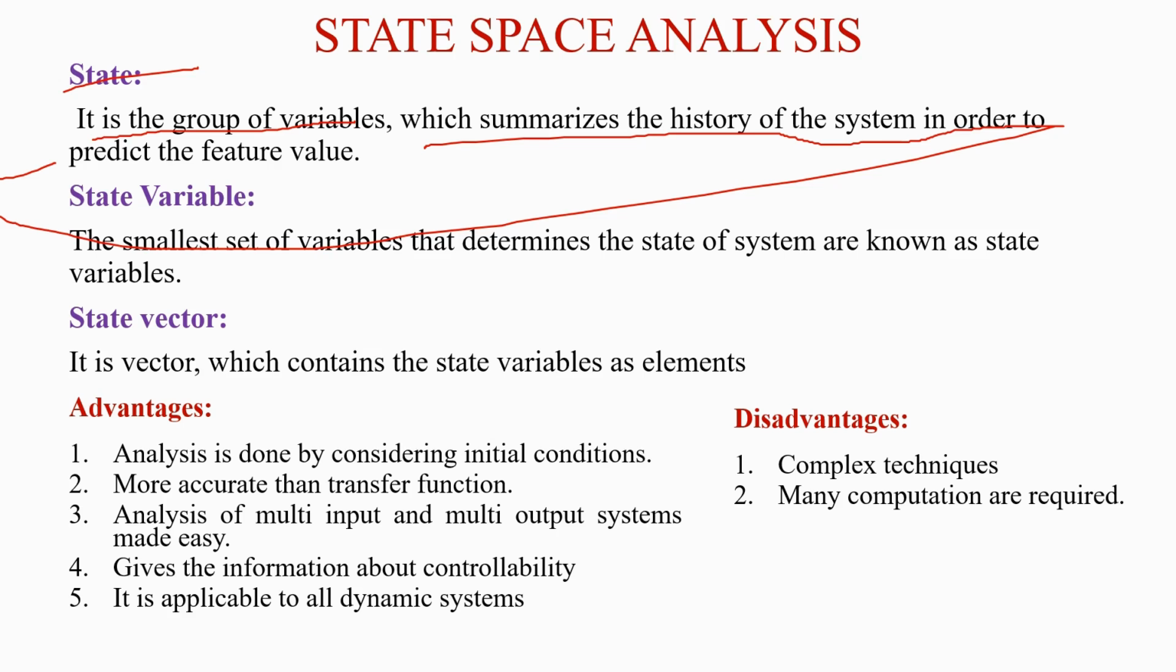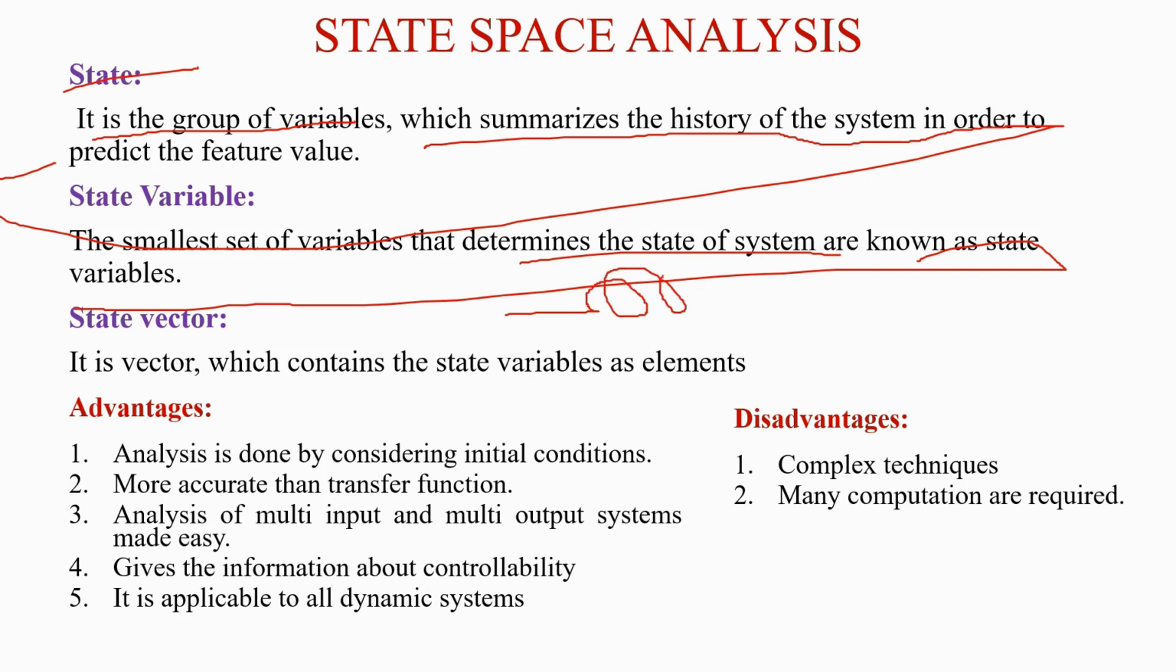State variables are a small set of variables that determine the state. We have already discussed that state variables correspond to the energy storage elements present in the circuit. For example, the inductor and capacitor are energy storage elements, and they are called state variables. The state vector is the vector which contains the state variables. The inductor stores energy in its current and the capacitor stores it in its voltage. These are contained in the form of a vector, called the state vector.